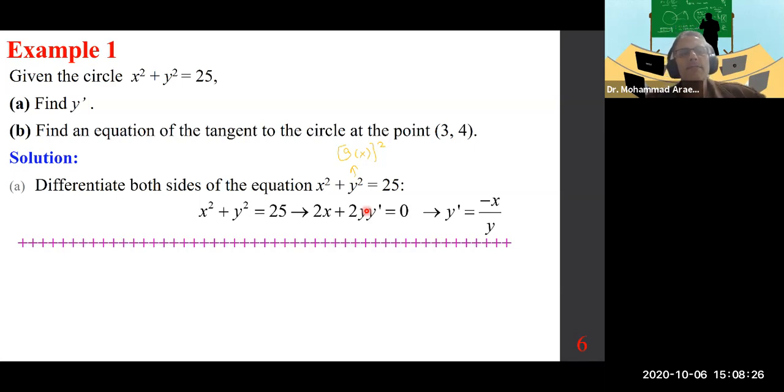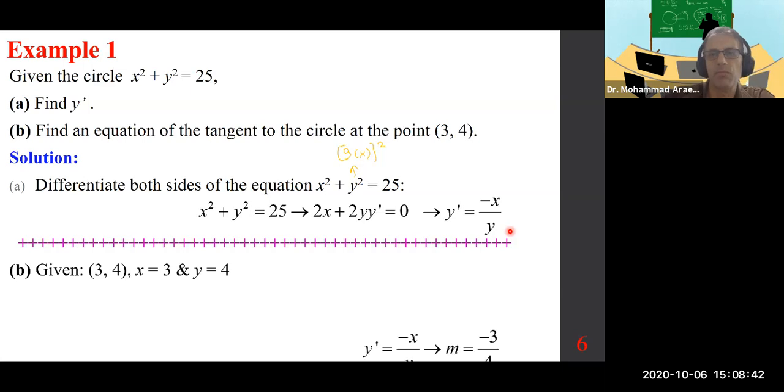So what is part B? How do we handle part B? Well, we need a pair, it's given. We need the slope, just plug in. When you plug in the pair, replace the x with 3 and y with 4, that's your slope. So you got your slope.